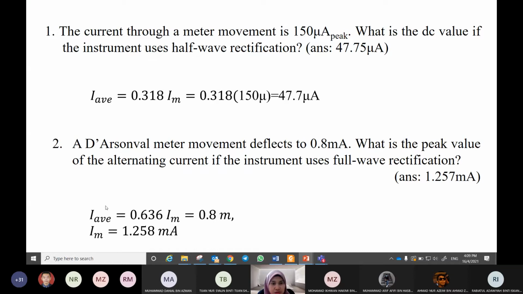Okay, so this one is equal to 0.8 milli because the ammeter movement shows average value or DC value, so equal to 0.8 milli. So now we want to find the peak value. Peak value is equal to 0.8 milli divided with 0.636. We get 1.258 milliamps. Okay, can I understand?